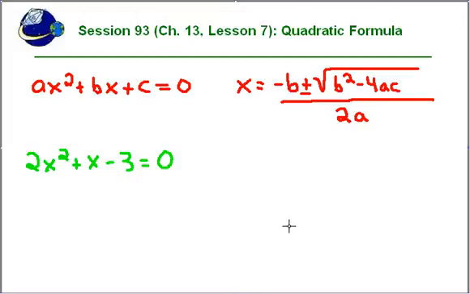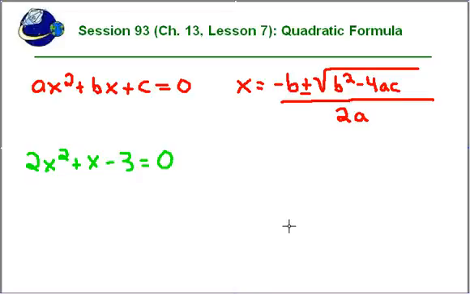Here in session 93, we're going to be addressing the quadratic formula. And the quadratic formula is one of the more famous formulas within algebra and definitely one of the more helpful ones. And the reason for that is the quadratic formula can be used to determine what solutions exist and what those solutions are for any quadratic equation that there is.